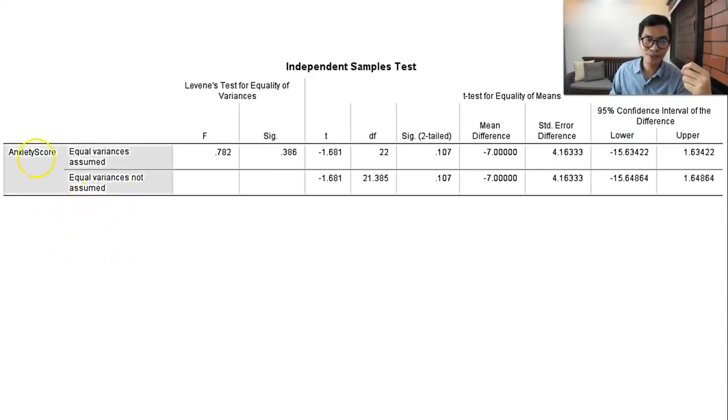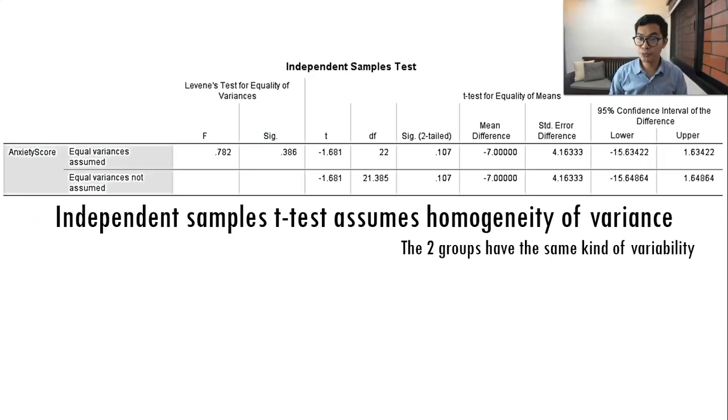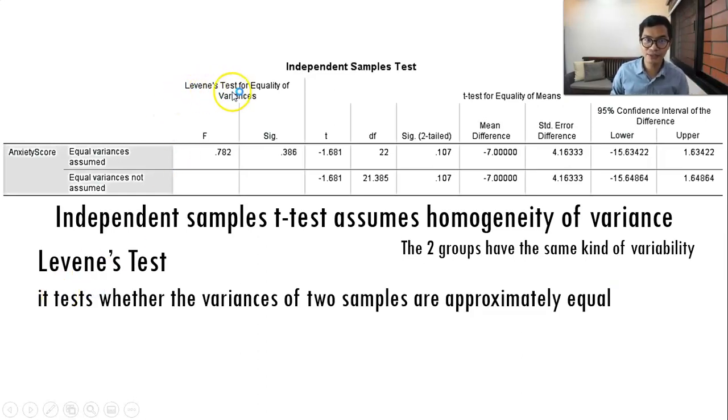The first thing to consider in reading the SPSS independent samples t-test result is that the test also assumes homogeneity of variance. It means that the two groups should have the same kind of variability. What should we read to establish that group 1, exposed to a picture of cockroach, and group 2, the real cockroach, have the same variability? We have Levene's test, the test for equality of variances. We will focus on the interpretation first before we read the whole result. It tests whether the variances of two samples are approximately equal.